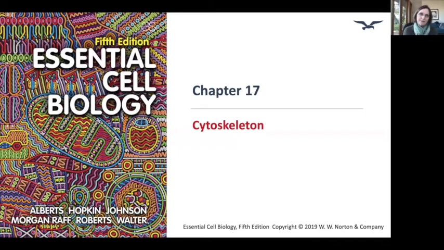Today's topic is the cytoskeleton, which I assume you've probably learned something about before, but I'm going to focus today on microtubules, as an example of cytoskeletal filaments that are part of the network of different filaments that make up the cytoskeleton of the cell.